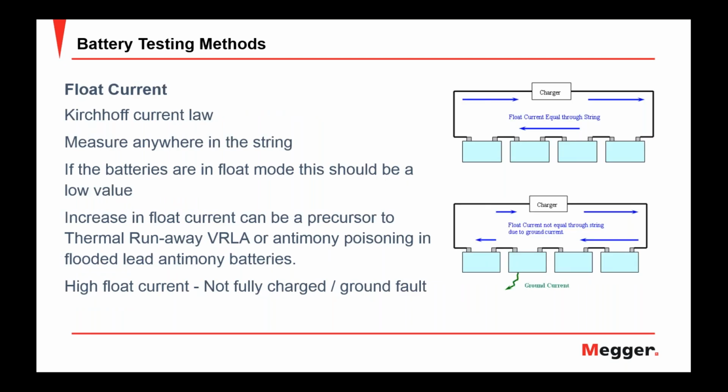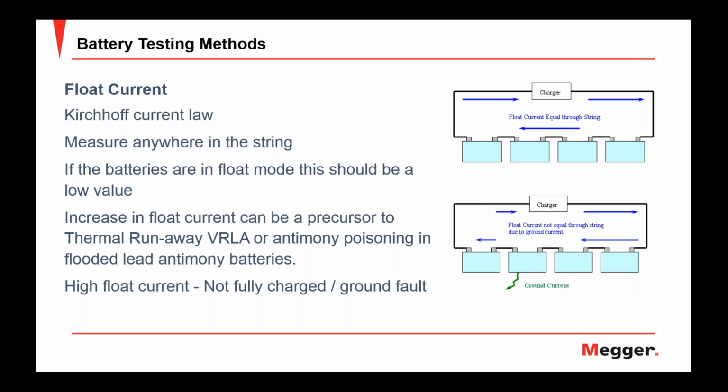Float current. We want to check that float current. Remember what we said before: if we see float current rising over time, that can be an issue. We want to take the measurement at some place in the string. Any location is fine because Kirchhoff's law says the current is going to be equal throughout that string. Most chargers today will have the float current right on them. We basically want to monitor this and see, is it rising over time? If it is, we want to investigate.